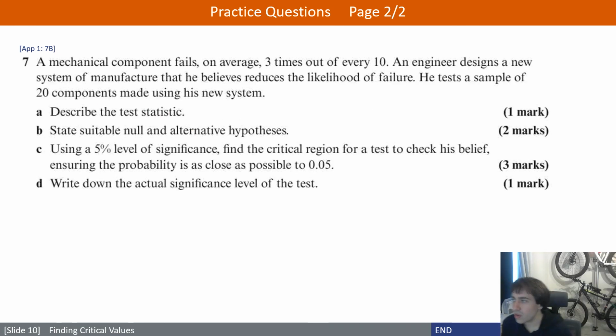Okay, and then finally here, we have got an exam style question. You need to interpret, is it one tail, is it two tail? Make sure you describe the test statistic correctly, describe the hypotheses correctly, and then the only bit that's actually calculation is this part where we find the critical region. Okay. Oh, and then the actual significance level is also a bit of calculation.